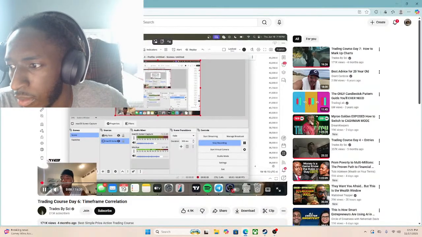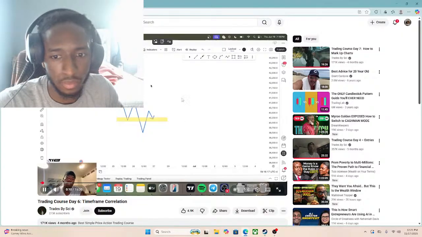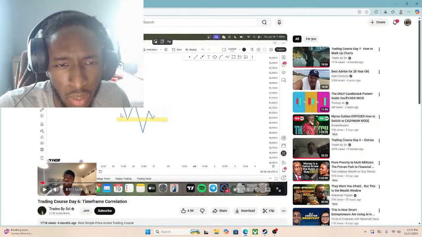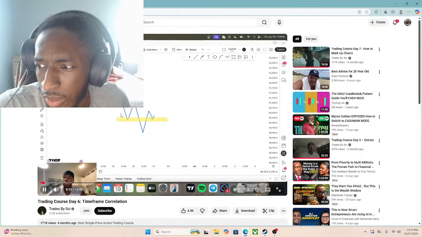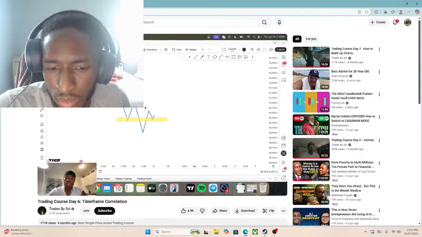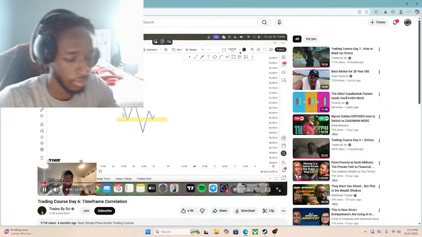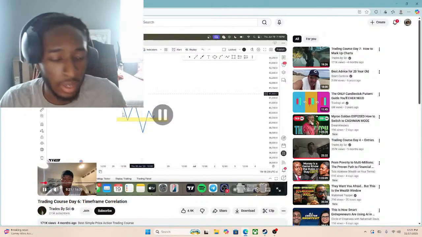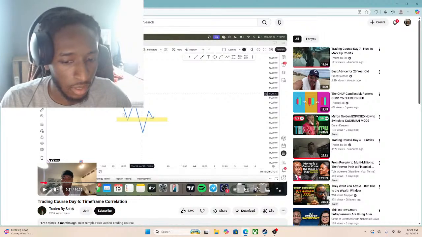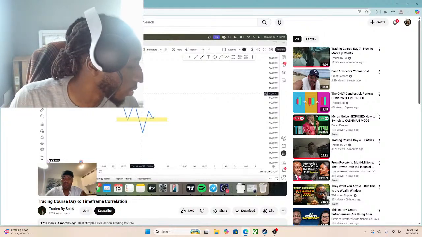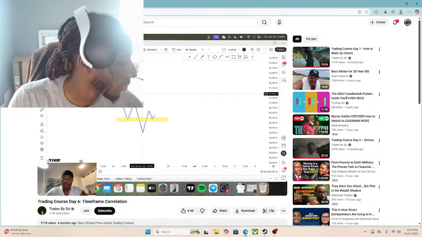Pretty easy to understand, but you have to remember everything has to correlate with each other. If you're using a 1 hour time frame, everything under the 1 hour has to correlate with that 1 hour time frame. But let's get into it. I'm not gonna take too much time on this one, but right now we finna watch this time frame correlation.